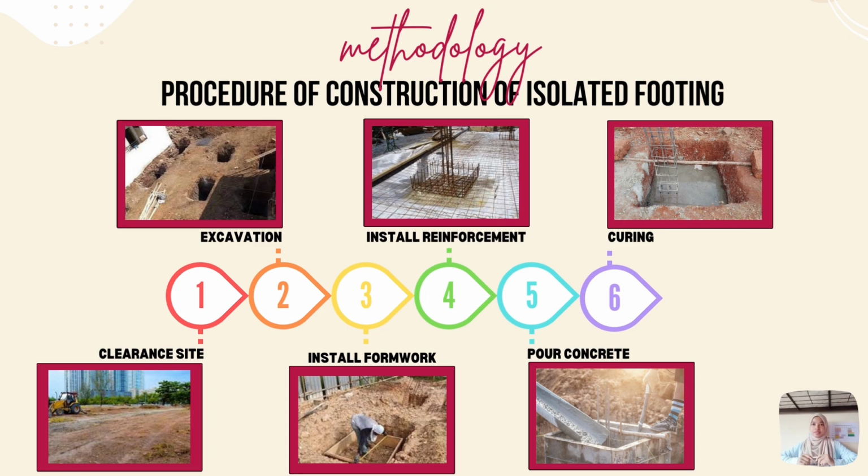Next method, construction of isolated footing. Firstly, clear site. The site must be clear from all objects like trees and others before excavation for the purpose foundation can begin. Then excavate the ground to the correct level after marking. Next step is install the formwork for the footing at the correct position. After that, we need to install the reinforcement according to construction design.